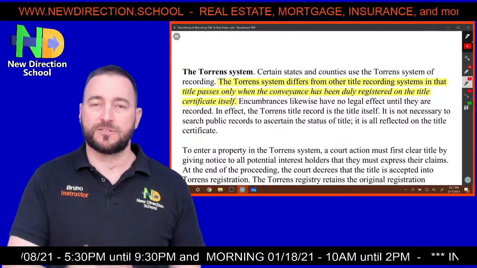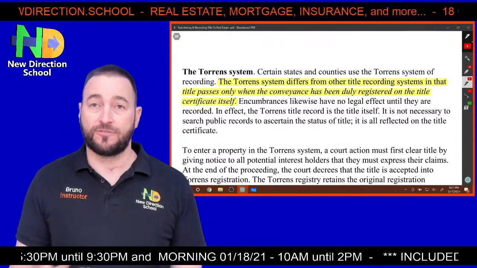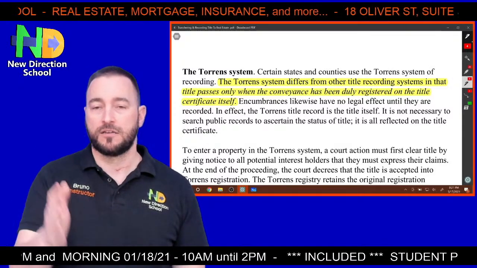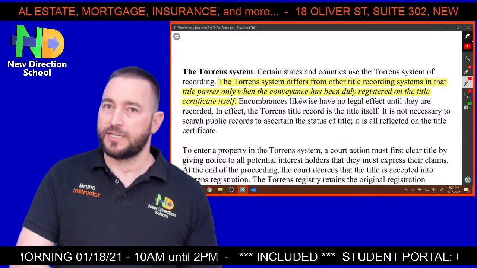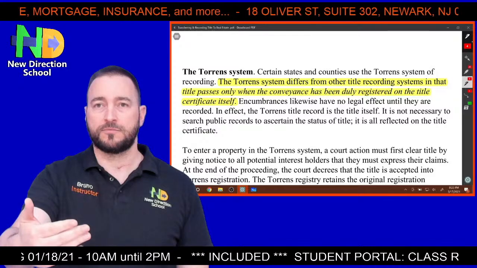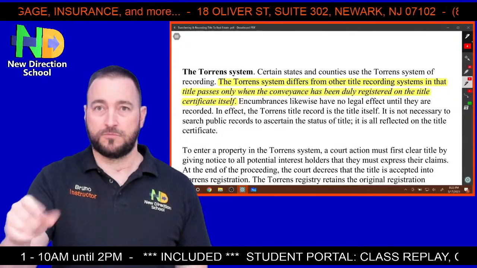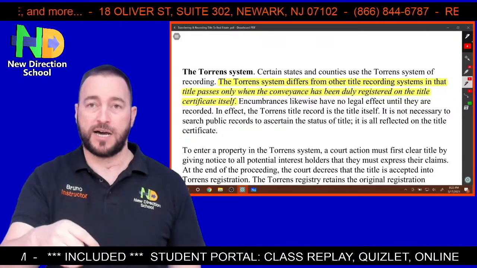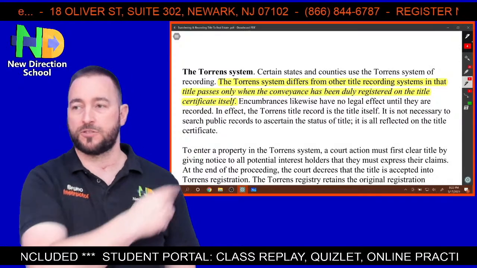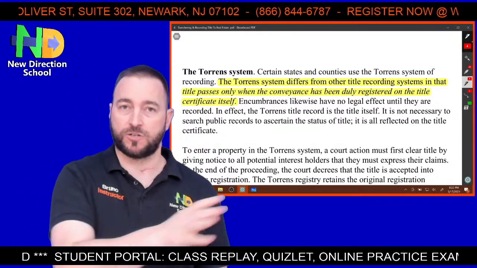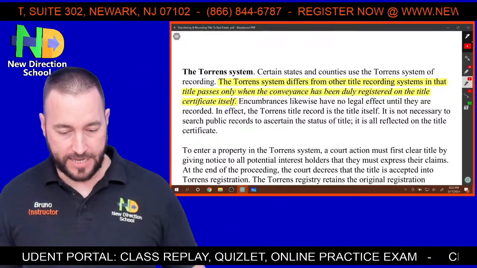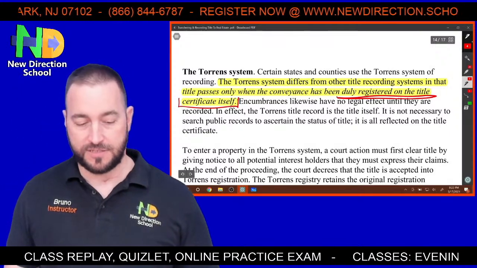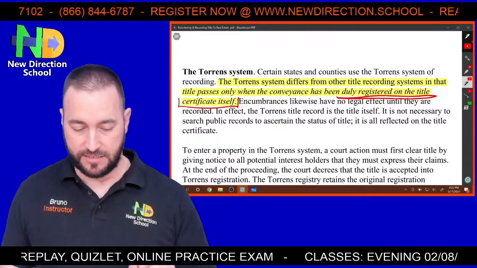So the Torrens system in certain states is the same as the title for the car. All the information about the car is written in the title. Who had it, who has it now? Is there a lien against it? Is there no lien against it? If you have the title to your car, the pink slip, it says lien holder on the title itself. And the flip side says, if you want to sell it, please sign here. And buyer, please sign here. So it's all in one document. That's what the Torrens is. The Torrens is the title in certain states. Everything is registered in the title itself. The transfer is recorded in the title itself.